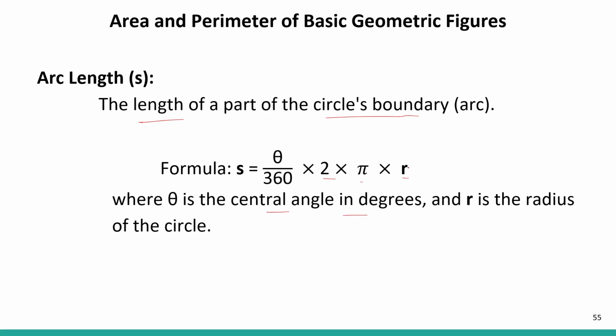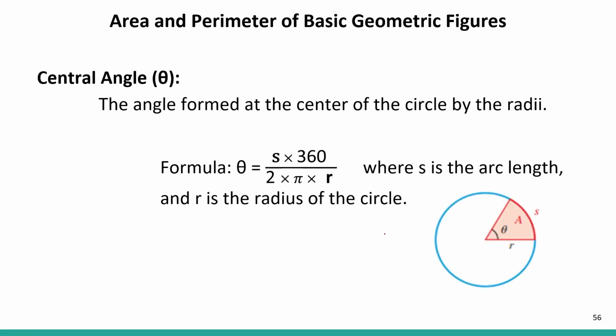Okay, so if we are given the radius and S, that is the arc length, then we can evaluate the angle it makes with the base angle. R is the radius of the circle. So the central angle, the angle formed at the center of the circle by the radius, is equal to S into 360 by 2 pi r, where S is the arc length and r is the radius of the circle, as you can see right here.